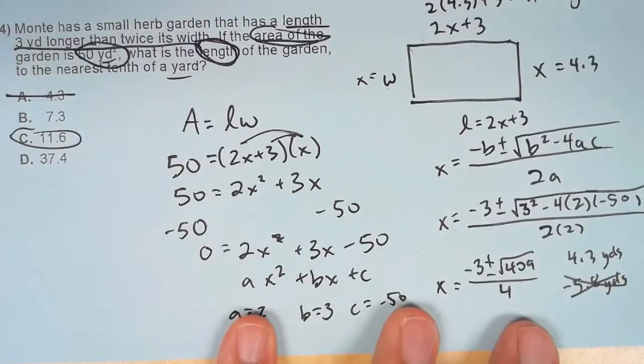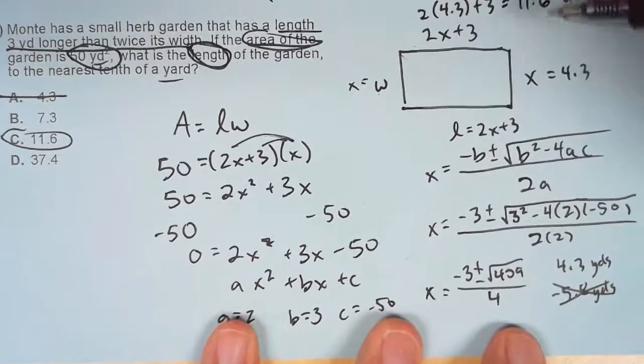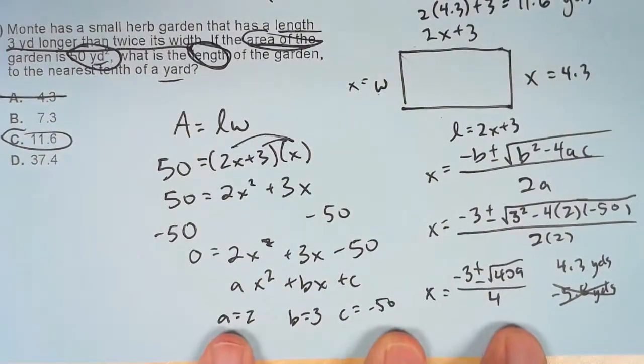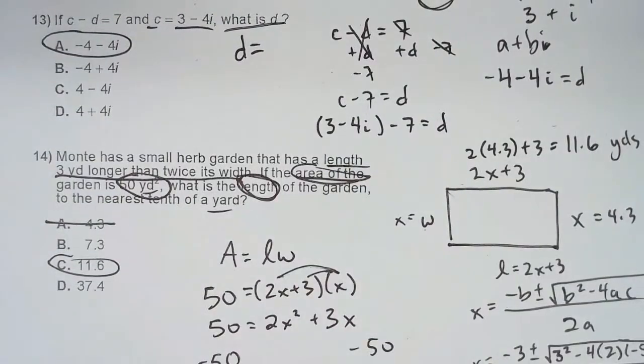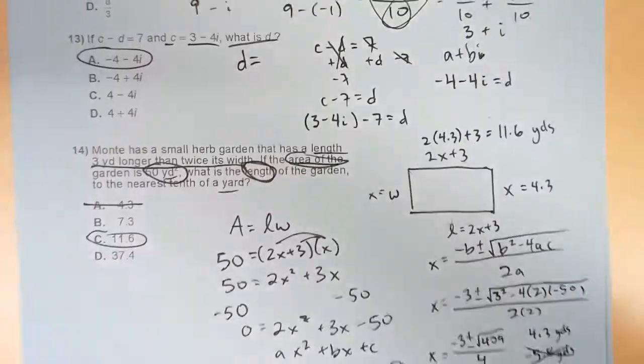You got to think about, are they asking for the width? Are they asking for the length? So the more you label here, the better off you'll be. Okay, so 14 is C, 13 is A. I'm going to bring this back just a moment in case you need a chance to write all of this down.